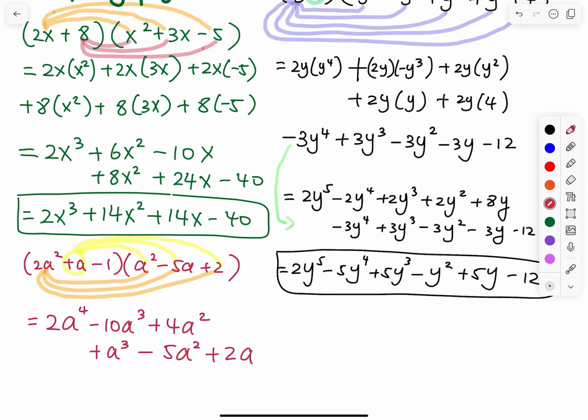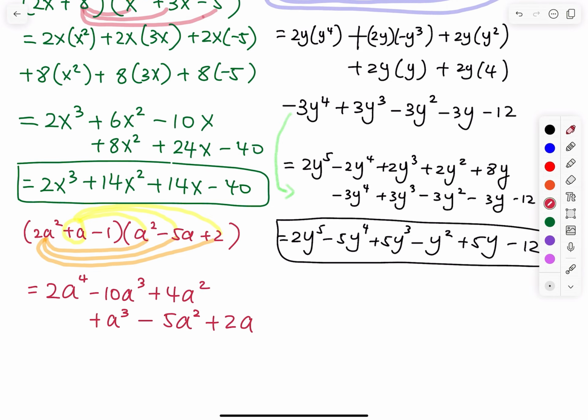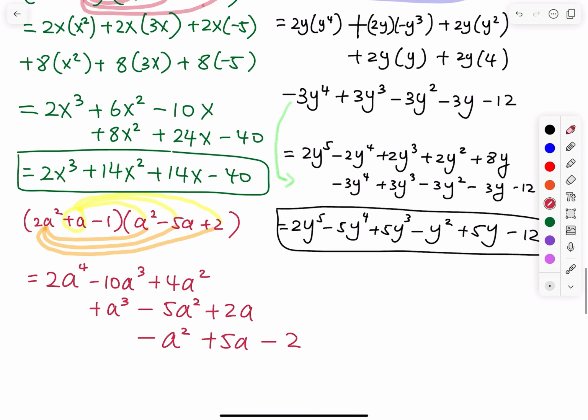And then the next step, you will be taking the negative 1 times each term in the second parenthesis. So that will be a negative a squared, right? So that will be a negative a squared, negative 1 times negative 5, negative 1 times positive 2. Ta-da. Okay, let's do a cleanup.